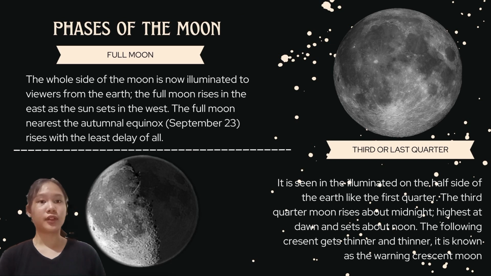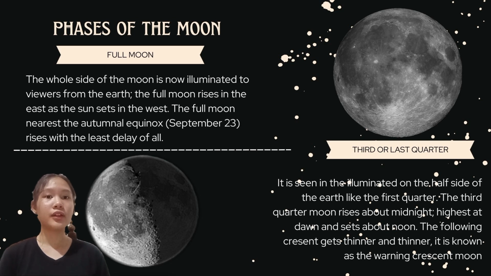Next is the full moon. The whole side of the moon is now illuminated to viewers from the earth. The full moon rises in the east as the sun sets in the west. It stays up all night long, reaching its highest point about midnight. The full moon nearest the autumnal equinox, which occurs about September 23, when day and night are the same length, rises with the least delay of all.